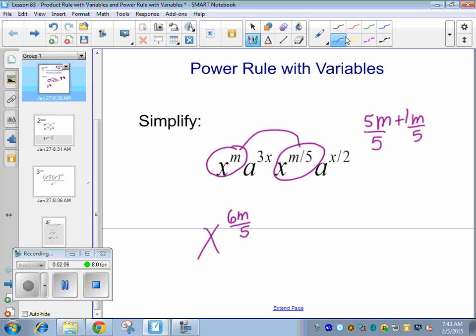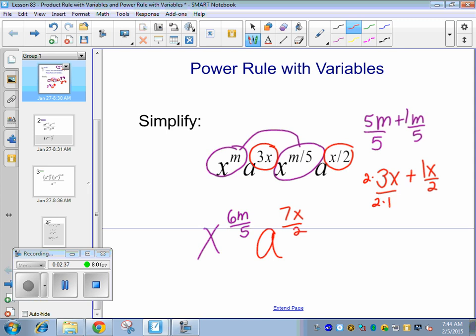Okay, and then for the a's, we're going to add this, we're going to add this, and we're going to combine it so we have one base. We're going to add those two exponents. So off to the side somewhere maybe, I have 3x plus x over 2. So what do I have to multiply this first one by? Yeah, we have to multiply it by 2 over 2 here to get a common denominator. So then I have a 6x plus a 1x gives us a 7x over our common denominator. So it's the same rule, they're just making it a little harder by giving you variables in your exponents. Let's try that one.